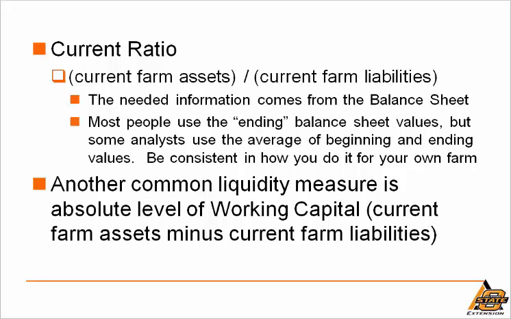By far and away the most common liquidity measure is the current ratio. It is simply the value of the current assets divided by the value of the current liabilities. Both of these measures come from the balance sheet and were discussed in the balance sheet segment. Most people use end-of-year values. Some analysts recommend using the average of the beginning and ending values off the balance sheet. The important thing is to be consistent in your method for your particular farm.